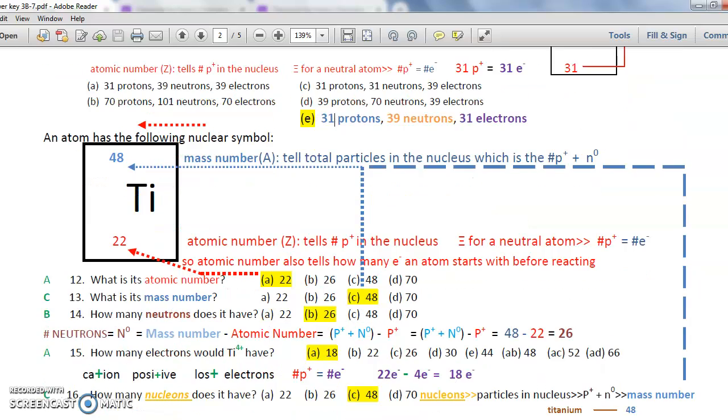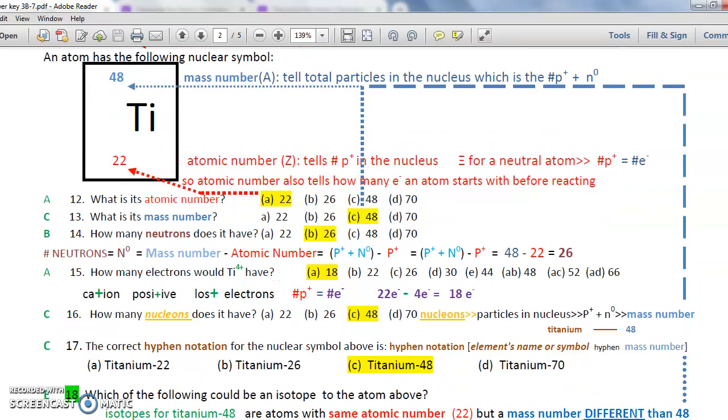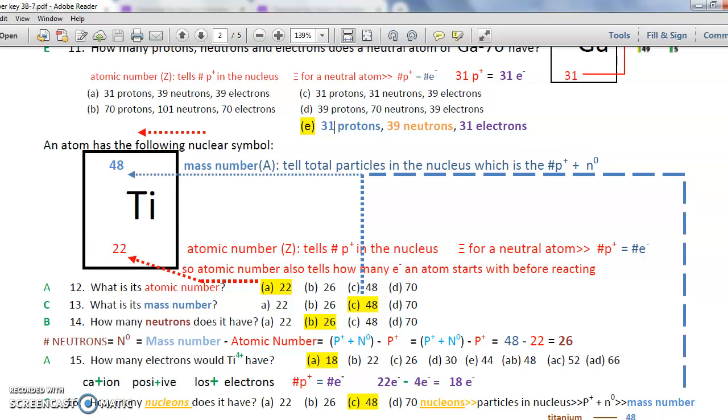We're going to pick up with 12 through whatever is left on this page on the next video.